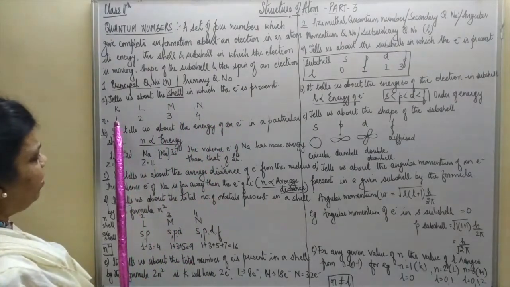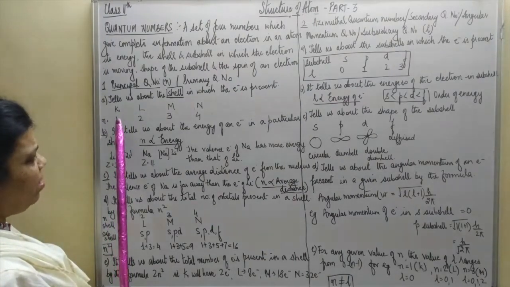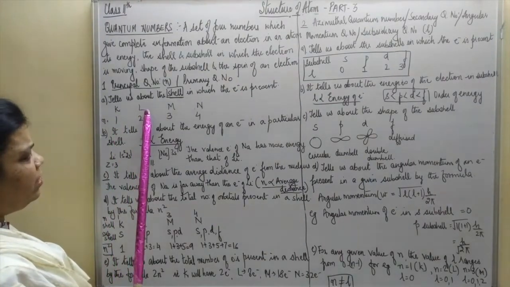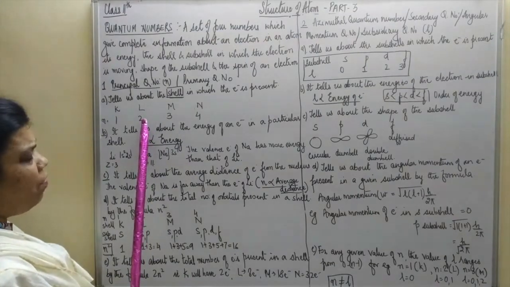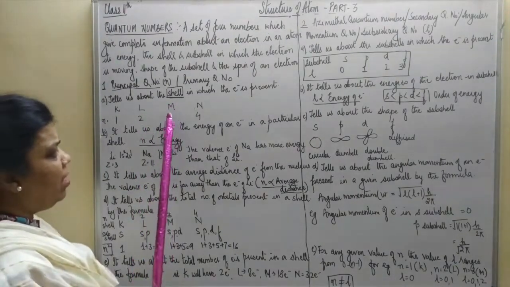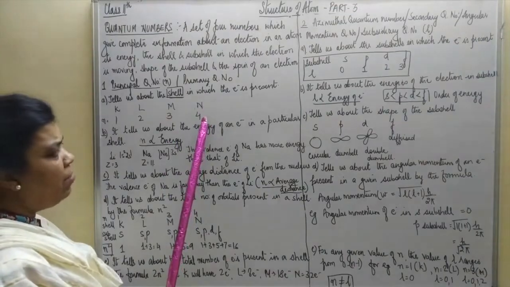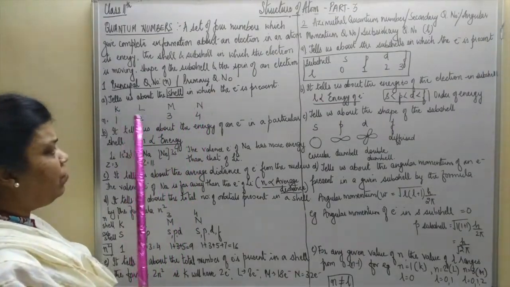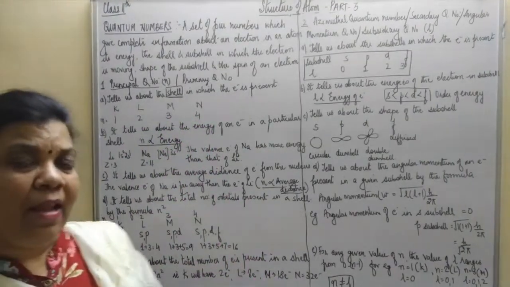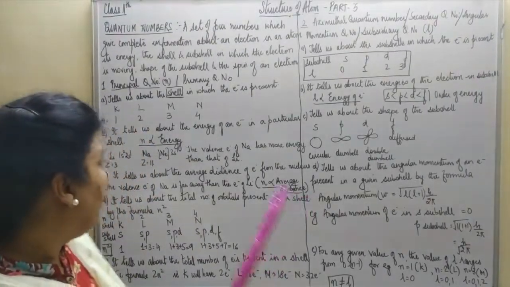For example, if the electron is moving in the K shell, the principal quantum number will be 1. If it is moving in the L shell, the value of n will be 2. M shell, it will be 3. N shell, it will be 4. And so on. So it will tell us about the shell in which the electron is moving.